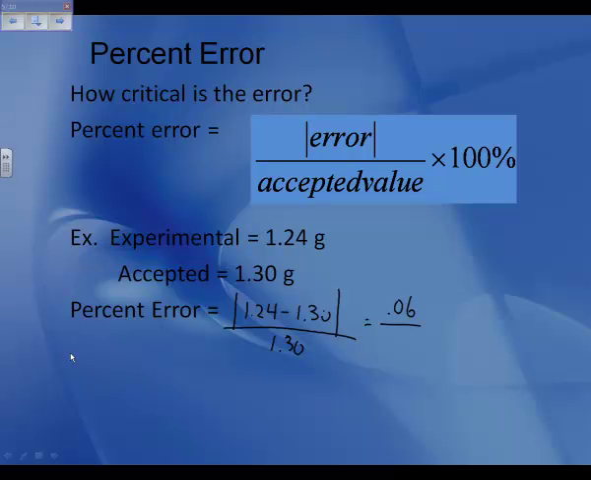Okay, so you got 0.046 in your calculator, right? And we multiply it by 100. To convert that decimal to a percent, we can multiply by 100, so we get 4.6% error. And that's how you do it. So it's your error, what you got, minus what you should have got, and then you divide by this accepted value, again, is what you should have got.